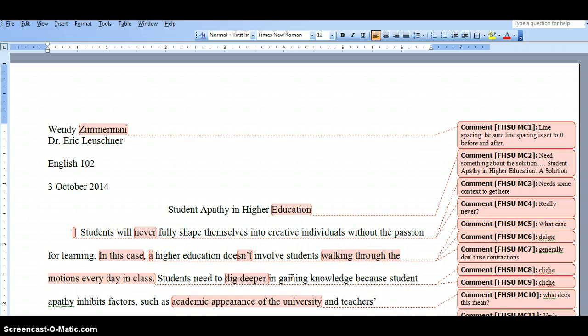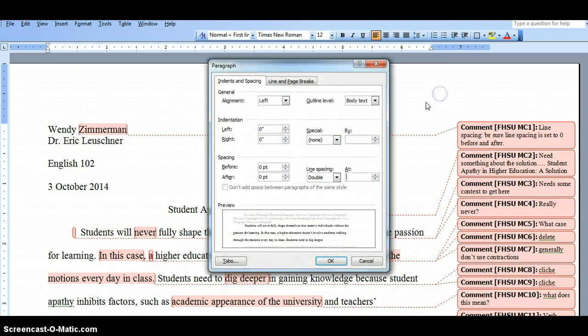I won't go through the paper line by line, but I'll go through the comments and explain them best. So we'll just start up here. The line spacing, be sure line spacing is set at 0. That's up here. This is an older version of Word actually, so you click here. Usually it's up here. Click on line spacing and find out. Be sure this is set at 0 before and after, and then double spacing.